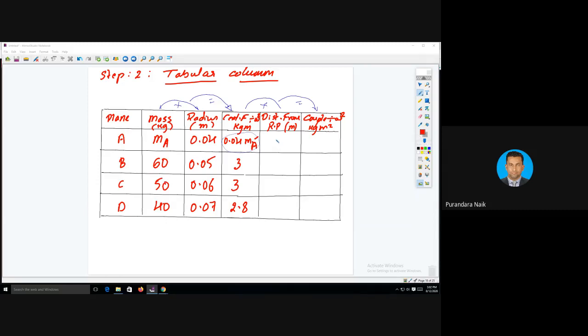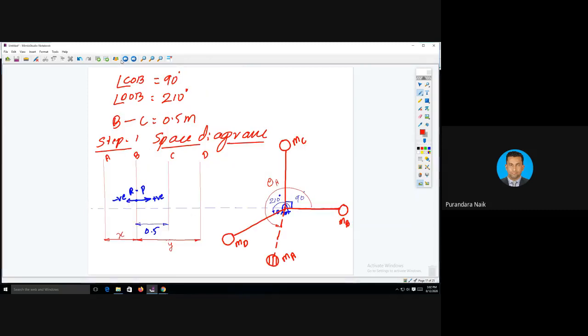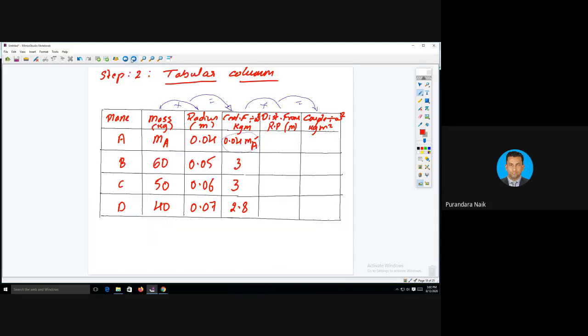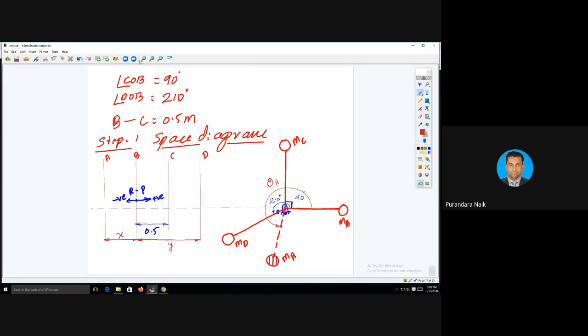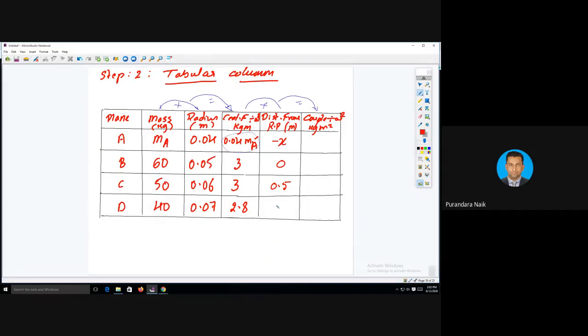Sorry, x. It is negative x because it is minus on the left side. Negative x. Next, this is 0. Distance between B to B, 0. Distance between B to C, it is 0.5. It is given in the problem only. You see the figure, 0.5. Next, B to D, it is y. Okay. Now, if you want to find out the couple, you need to multiply this by this one.